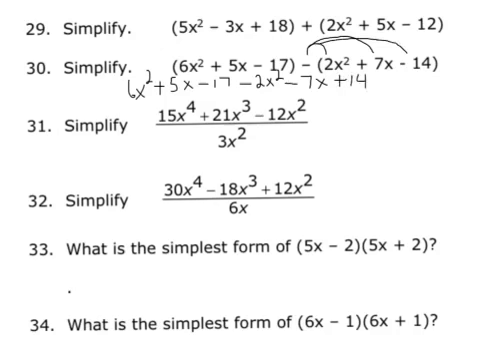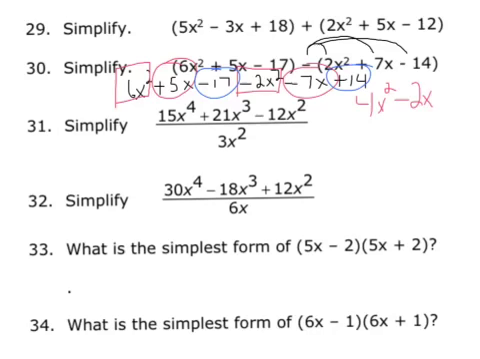Okay, now we're going to combine the terms that look the same. So I will take 6x squareds and add them to a negative 2x squareds. So together that gives me 4x squared. And then we're going to combine the x to the first power. So we have positive 5 and negative 7. That's negative 2x. And then last we have negative 17 plus 14 would give us negative 3, or minus 3. Okay, 31.